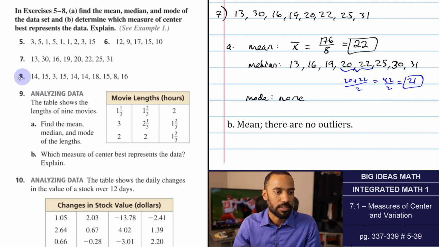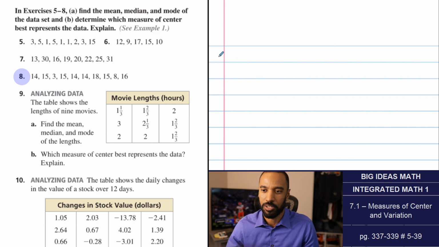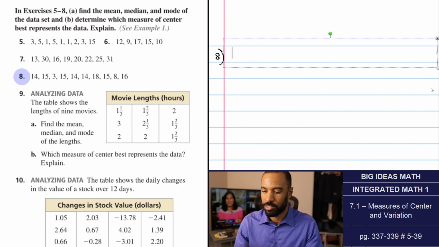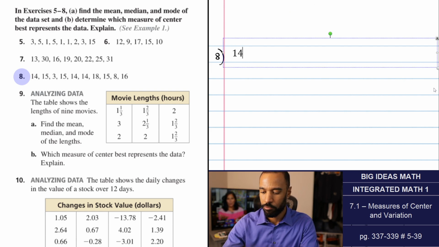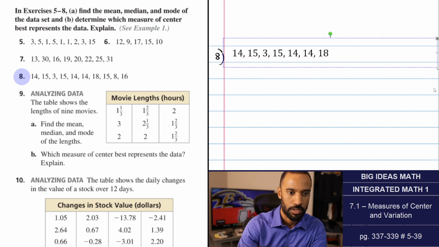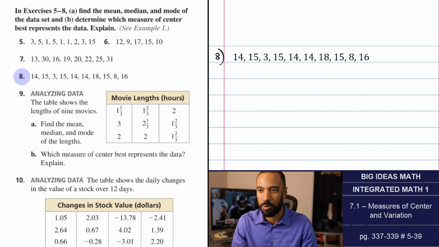Let's see. Number 8. Let's try and type this one out and see how it goes. I'm just going to write the 8 by hand first. Let's see how much we can do here. So number 8, I got... Let's see if it's faster for me even. 14, 15, 3, 15. Did I write it all correctly? I hope I did, because I like to copy down my problems.